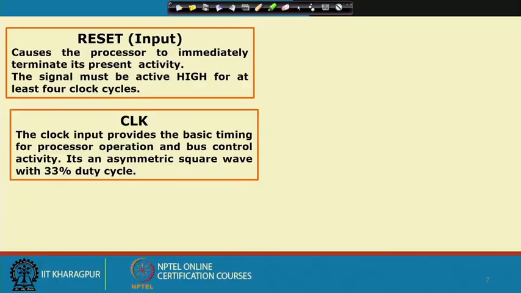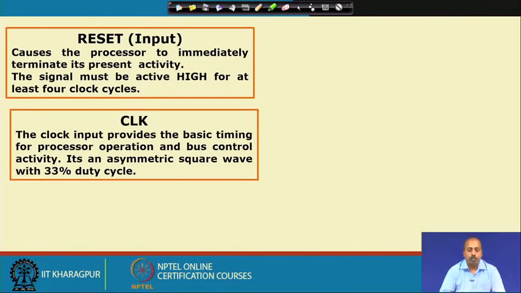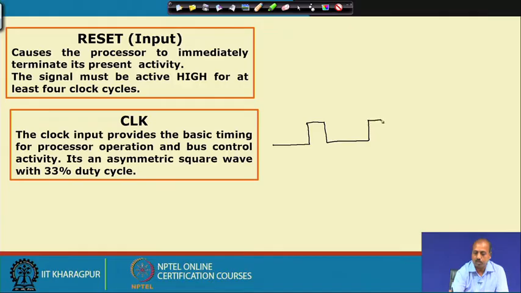So, to avoid that situation, it is required that the reset should be active for 4 clock cycles. Then the clock, as we have already said, provides the basic timing for the processor operation and bus control activity. It is an asymmetric square wave with 33% duty cycle. So, 33% of the time the clock signal is high and 67% of the time the clock signal is low. If this is the total time period from here to here, this is the 33% and this is 67%. That is how this clock signal should be provided.